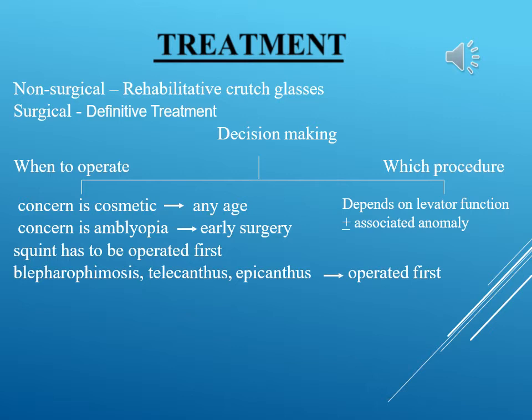The levator function is then classified as excellent when it is 13 to 15 millimeters. It is good when the levator function is 8 to 12 millimeters. It is fair or average when it is 5 to 7 millimeters, and the levator function is considered poor when it is 4 millimeters or less. Depending on the grading of the levator function, we decide which procedure is to be performed.